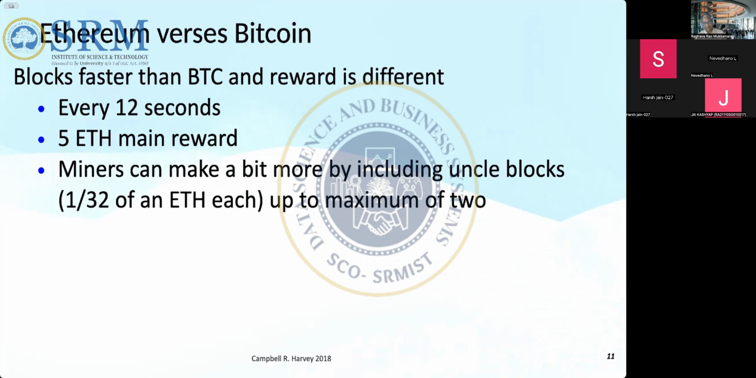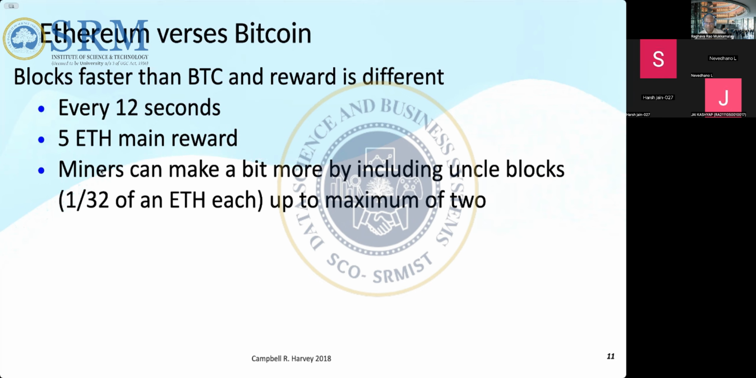That's why you have a chance to get a lot of uncle blocks, or Omer blocks, which didn't make it to the longest chain. If a block made it to the longest chain, the main reward is 5 ethers. So that is the block reward which the miners can get.